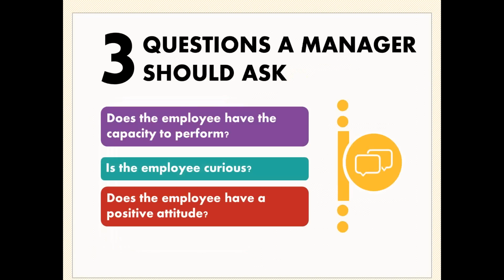So here are 3 questions. We're talking about asking good questions. Here are 3 questions every manager should be asking. Does the employee have the capacity to perform? And you want to think about that in 2 different time frames: in their current role and in the role as it will look in 6 months or further out. That's a really important way to think about this, because in theory, your organization's growing and developing. Does the employee have the capacity to grow with you?